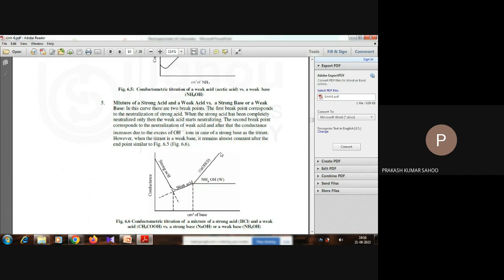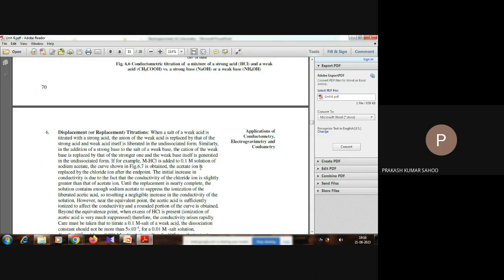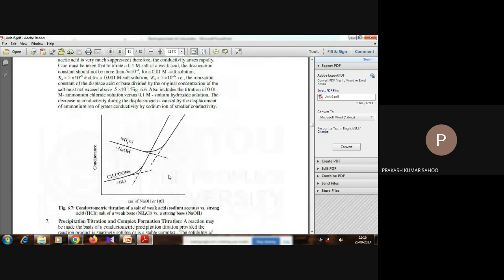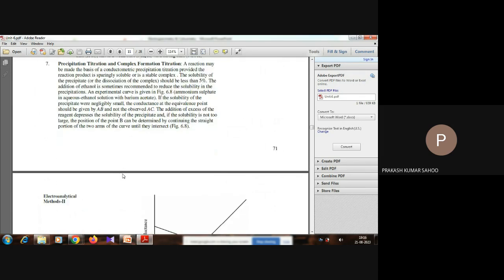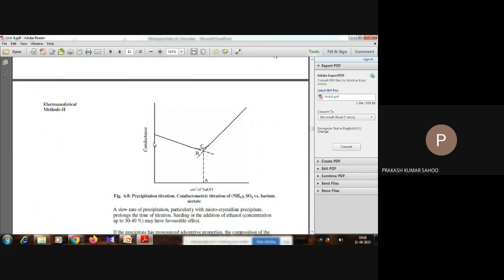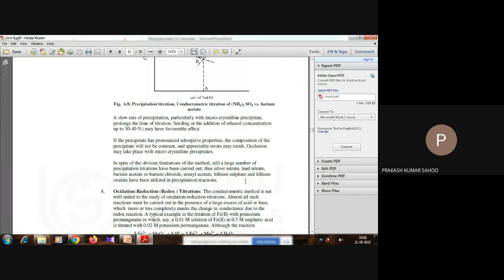Then if it is a mixture, this is strong acid, then weak acid, and then strong base alkali. So this is strong acid, weak acid, and strong base. Right? So displacement titration will be there, followed by precipitation titration. That is the same as your silver chloride titration. This is the plot with barium acetate. This is precipitation titration, that is ammonium sulfate with barium acetate.